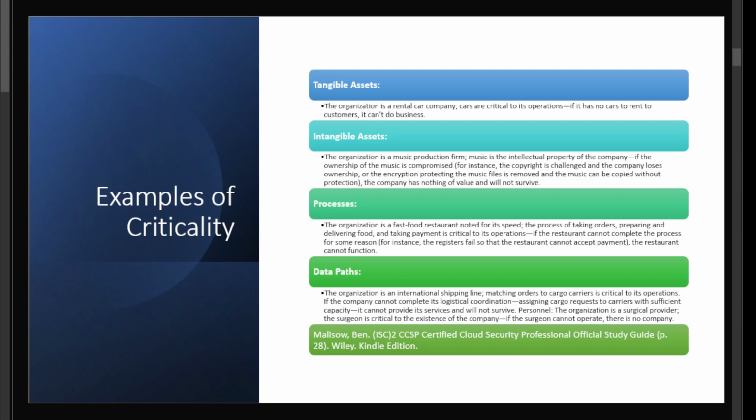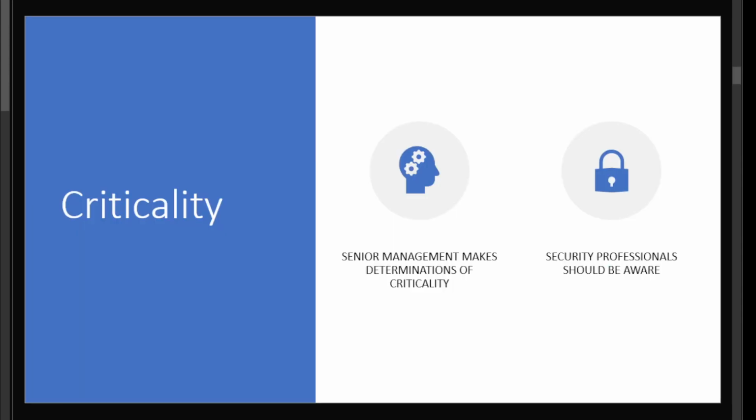Personnel. The organization is a surgical provider. The surgeon is critical to the existence of the company. If the surgeon cannot operate, there is no company. All right, so those are some examples of different types of criticality that we need to look out for. Let's continue with criticality. So once again, senior management makes determinations of criticality. Security professionals all around should be aware of the impacts and valuations of all of the equipment, as well as where sensitive data is. They should also be aware of single points of failure, and we will go over that here just shortly.